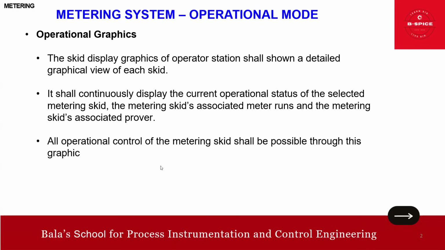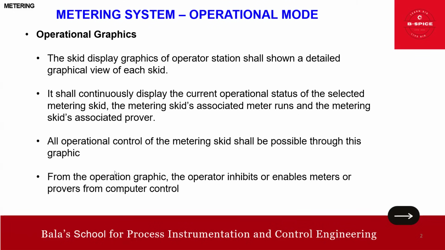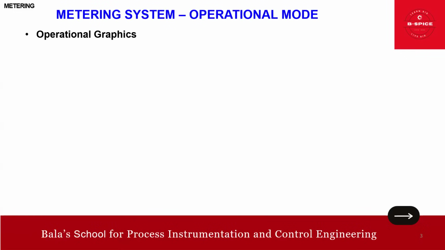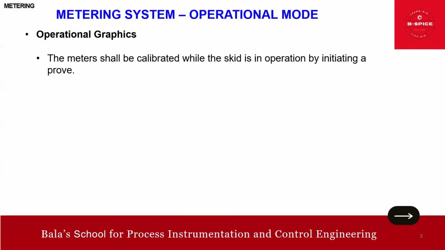All operational control of the metering skid shall be possible through this graphic. So everything the operator can do using this graphics. From the operation graphic, the operator inhibits or enables meters or provers from computer control. So these are some of the requirements we need to focus on. To add a few more, the meter shall be calibrated while the skid is in operation by initiating a prove. So that is also something we need to take note of.